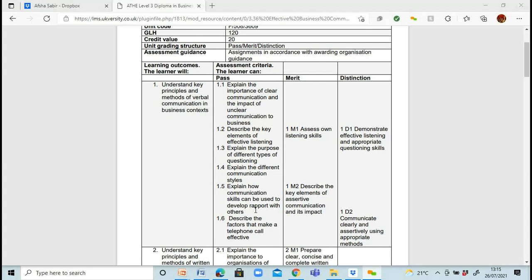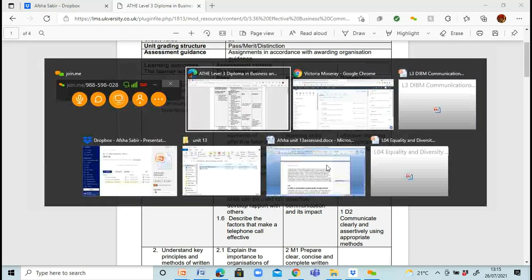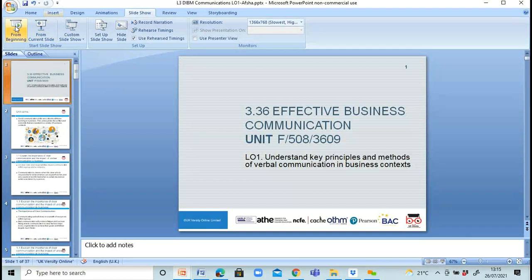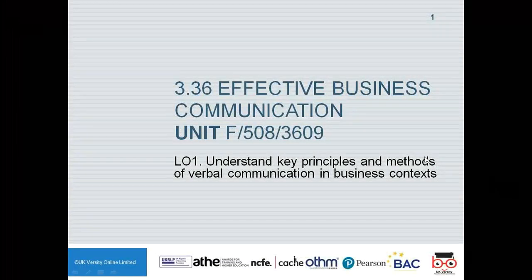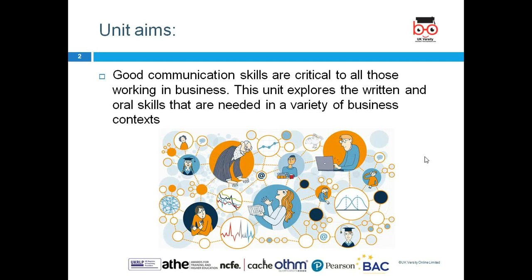1.5 is explain how communication can be used to develop a rapport. 1.6, describe the factors that have important telephone calls. And then we've got our merit questions and distinctions, which we'll go through once we get to our PowerPoint. So there it is. Make it big. Oh dear. Let me get myself loaded up.